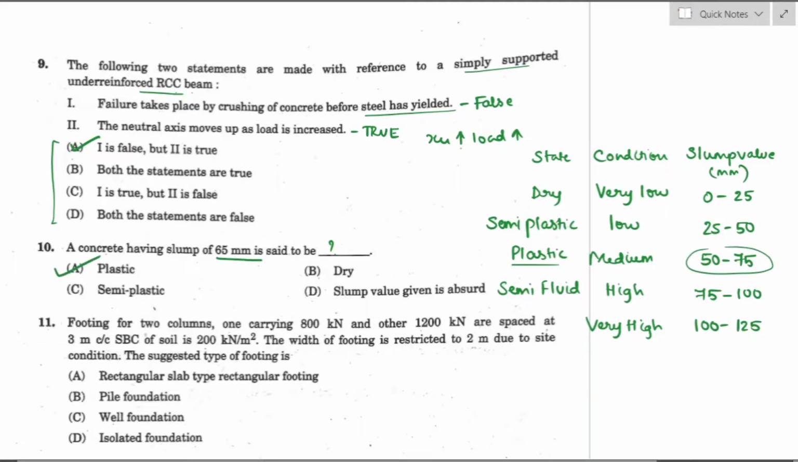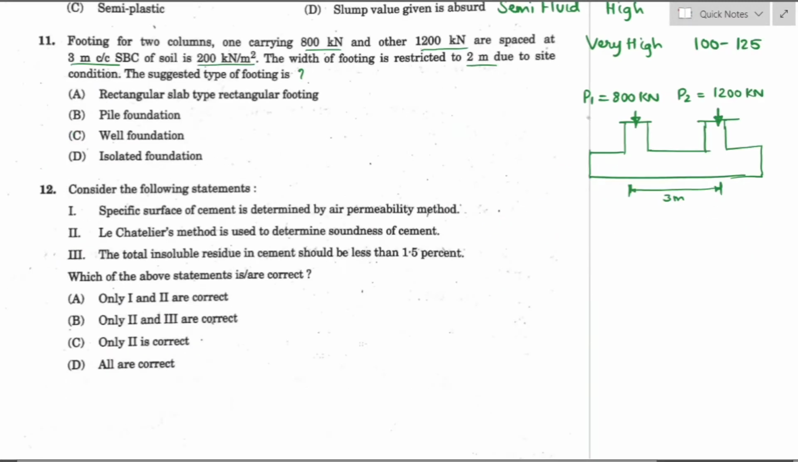Question number 11. Footing for 2 columns, one carrying 800 kN and other carrying 1200 kN, are spaced at 3 meters center to center. Safe bearing capacity of the soil is 200 kN per meter square. The width of the footing is restricted to 2 meter due to site condition. The suggested type of footing is. In the following figure you can observe there are 2 columns of the footing carrying 800 kN and 1200 kN, spaced at 3 meter center to center.